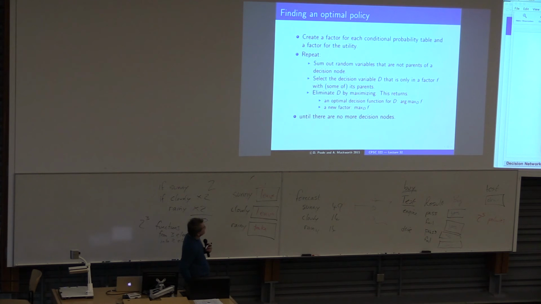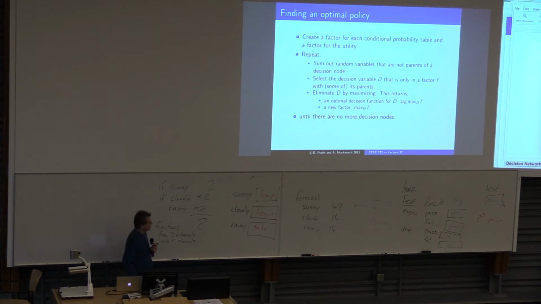We selected a random variable that wasn't a parent of a decision node. We selected the decision node. One of them was only in a factor with some of its parents. We eliminated it by maximizing this, which returned an optimal decision function. So it returned both our decision function, which is this, and also a new factor. We're going to throw that factor back into our set of factors, and keep doing that until there are no more decision nodes.